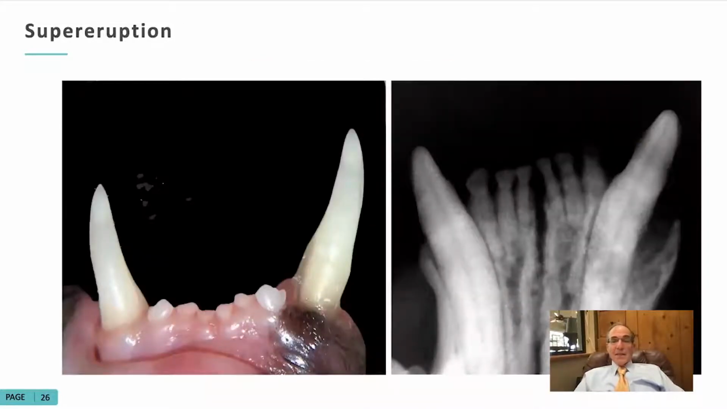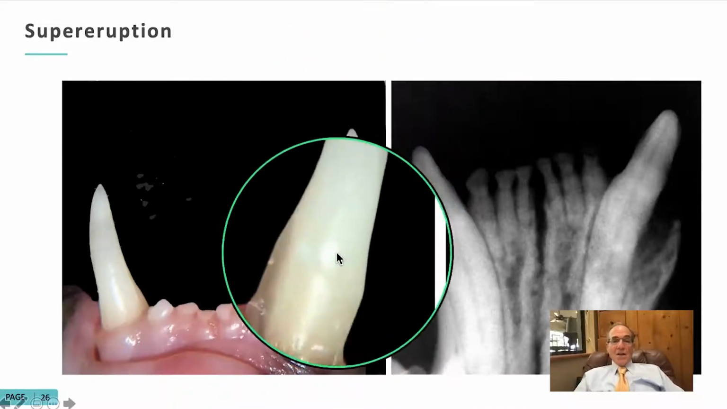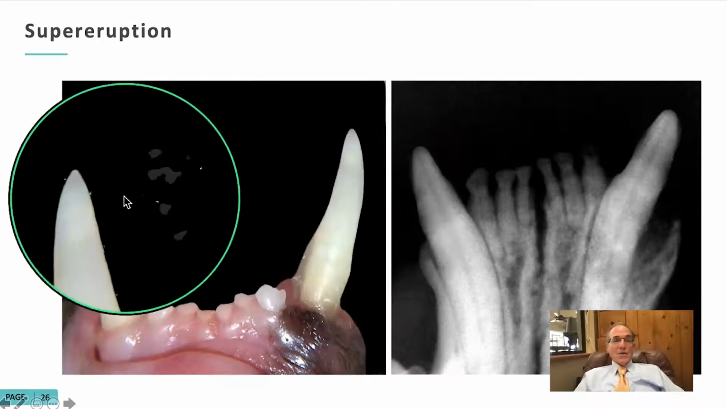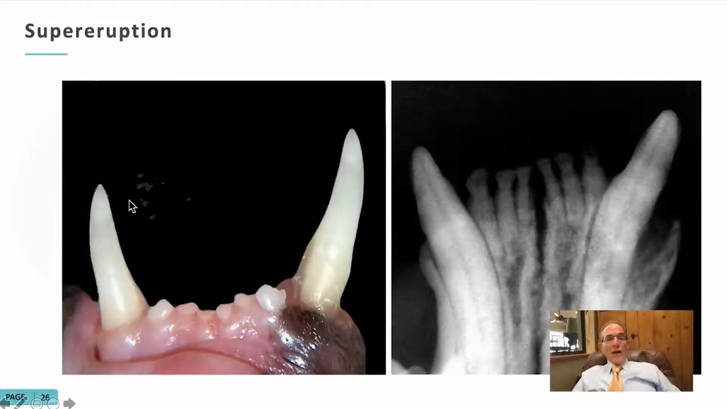Another disease typified by advanced periodontal disease is called supereruption syndrome, where the body is trying to get rid of the tooth due to periodontal disease. And you can see how this left-sided canine tooth, mandibular canine tooth, is so much longer than the right side, and that's because the body is trying to get rid of it.